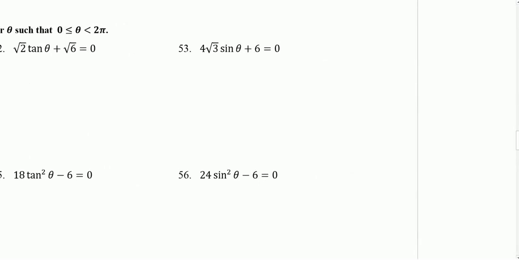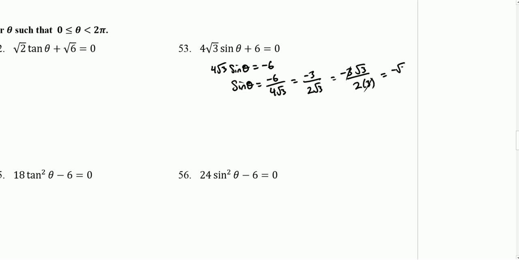Number 53, we subtract 6, we get 4 root 3 sine theta equals negative 6. We get sine theta is negative 6 over 4 root 3. We can reduce that a little bit, divide top and bottom by 2, and you get negative 3 over 2 root 3. Then we can multiply top and bottom by root 3 to get negative 3 root 3 over 2 times 3. And then cancel out the 3's, or divide by 3, and you get negative root 3 over 2.